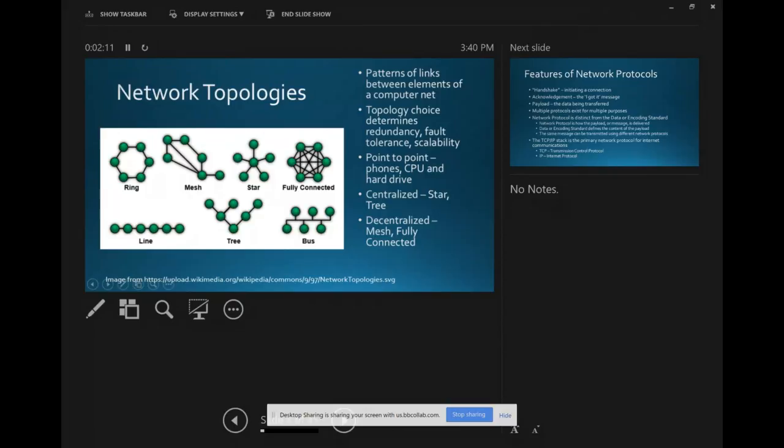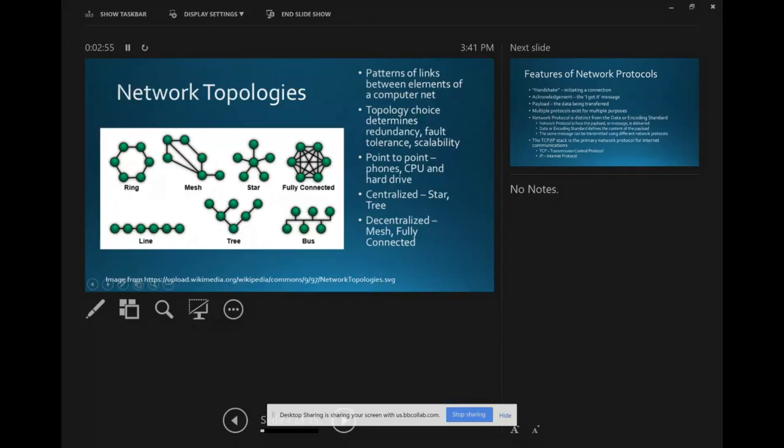A topology is the pattern of links, how the different nodes or computers on the network are interconnected with each other. Your choice of topology determines how resilient your network is, how reliable it is, whether it's going to crash or not. It has to do with redundancy and scalability, how much data can get through that network. The simplest network is just 2 nodes talking to each other point to point. More complex networks are built up by adding more and more of these point-to-point connections. And the question is, what do those point-to-point connections look like?